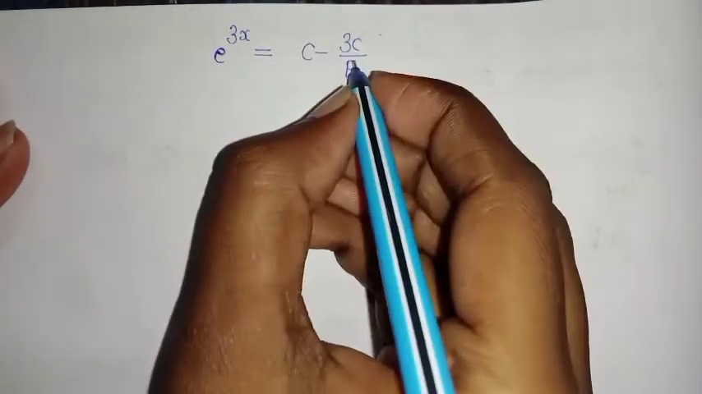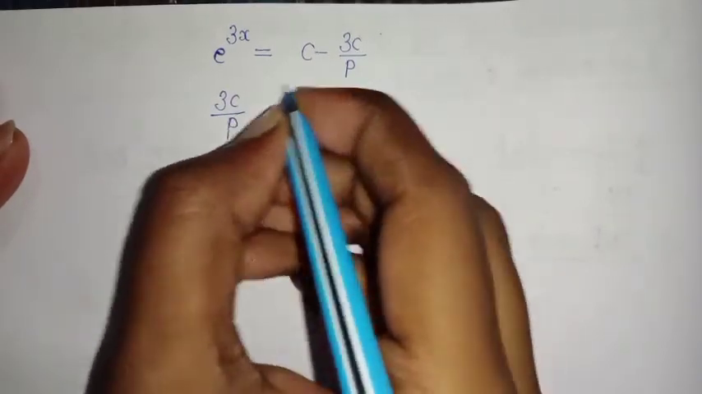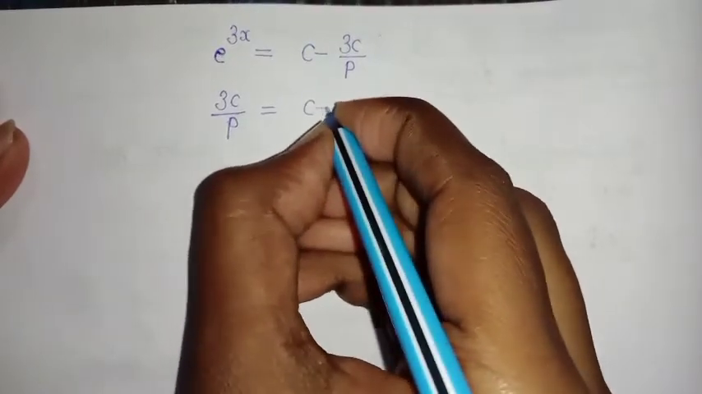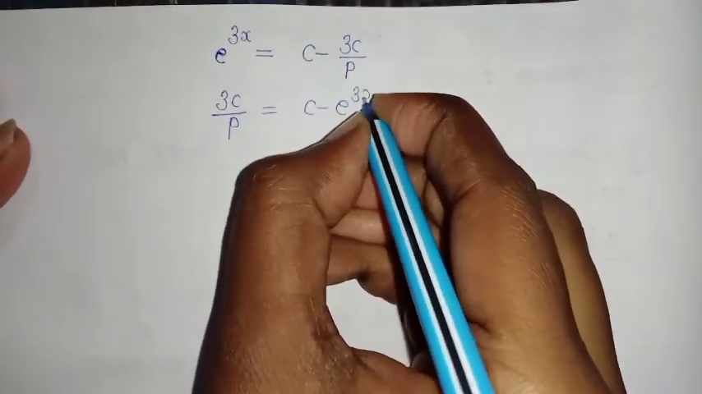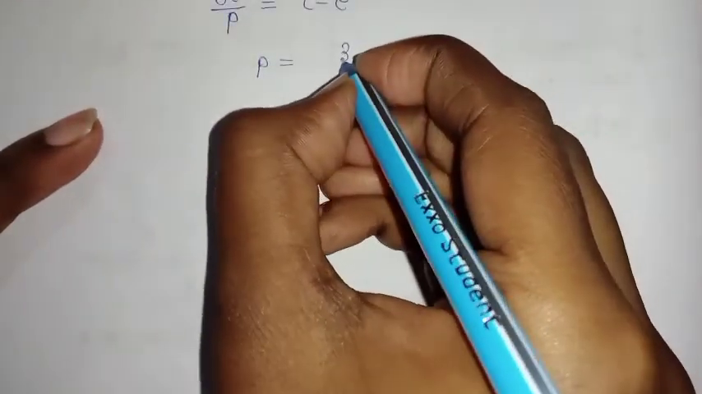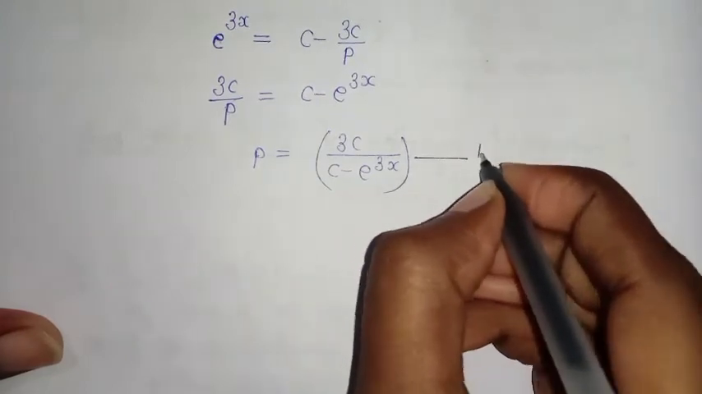So if I take 3c by p at one side and e raised to power 3x at this side, so this becomes c minus e raised to power 3x. Now if we calculate the value of p, p is equal to 3c by c minus e raised to power 3x. Now you can see this is our equation number 2.